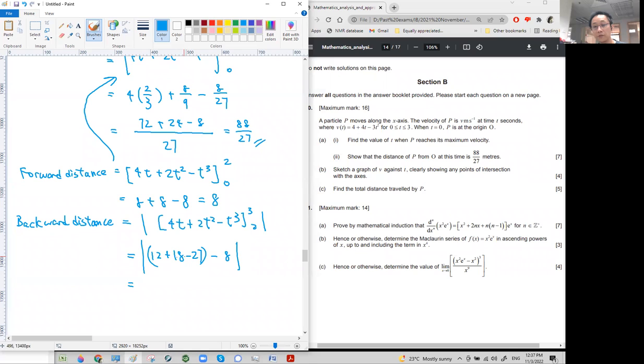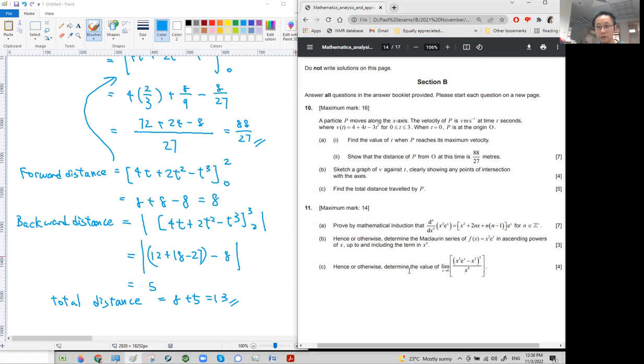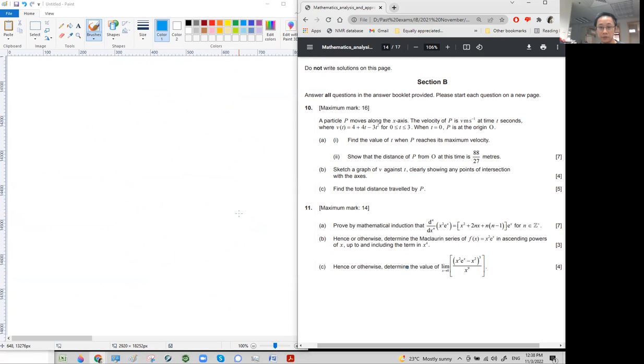So 30 minus 27 is 3. 3 minus 8 is negative 5. Absolute negative 5 is 5. Therefore, the total distance is 13. And I think that's question 10. Question 11 is A-level Higher stuff.